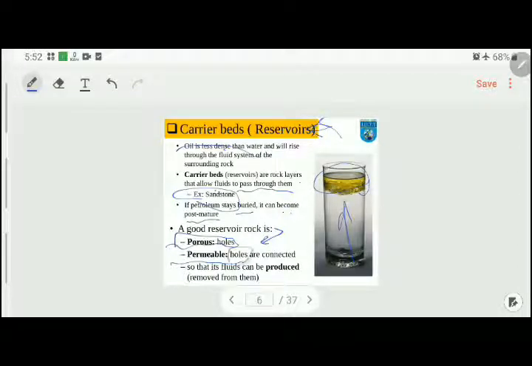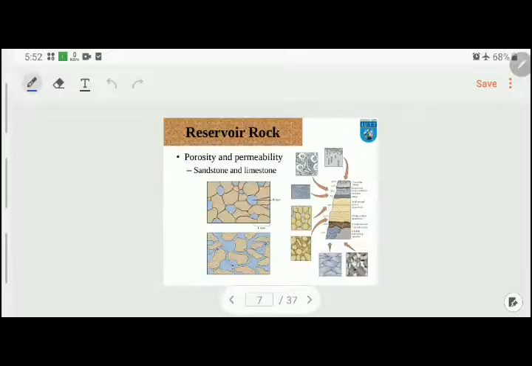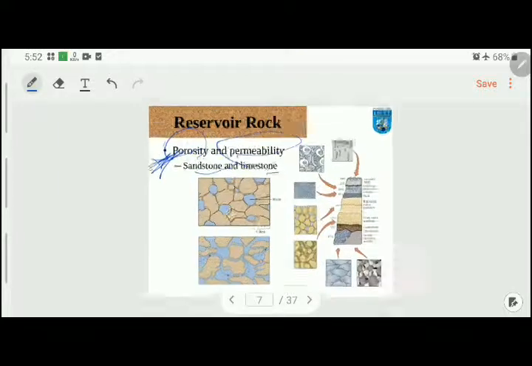A good reservoir دائما يقول لك إنه المكامن الجيدة is تكون فيها porosity أو مسامات عالية وتكون نفاذة. That means these pores are connected together so that the fluid can be produced and removed from those holes. The reservoir rock has two main properties, which are the porosity and the permeability. Just like in the sandstone and the limestone.